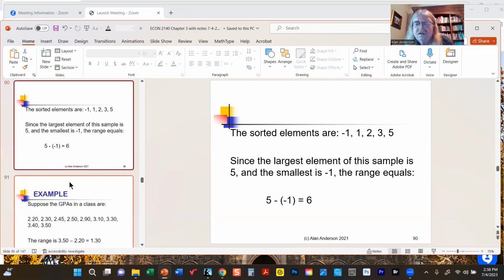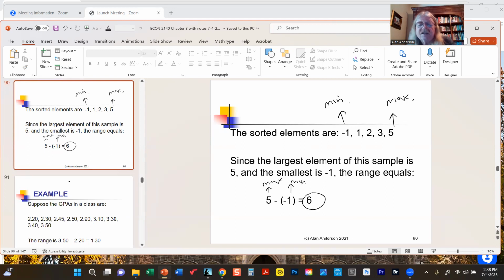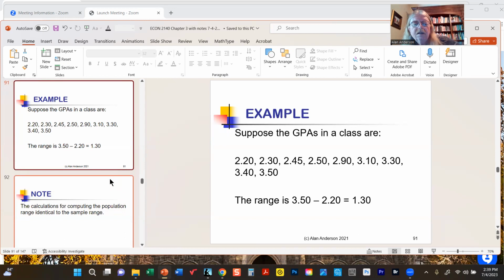So let's sort these out. And of course, here's our maximum. Here's our minimum. And so all we have to do is take the difference between the two, being careful because we're subtracting a negative number. And so we end up with 6. Okay, 5 minus -1 is actually 6. All right. Now here's another one. Let's say we have a group of students in a class and we wrote down their GPAs and we sorted them. So what would be the range here? Well, clearly this is the maximum and this is the minimum. So the difference between the two is the range.